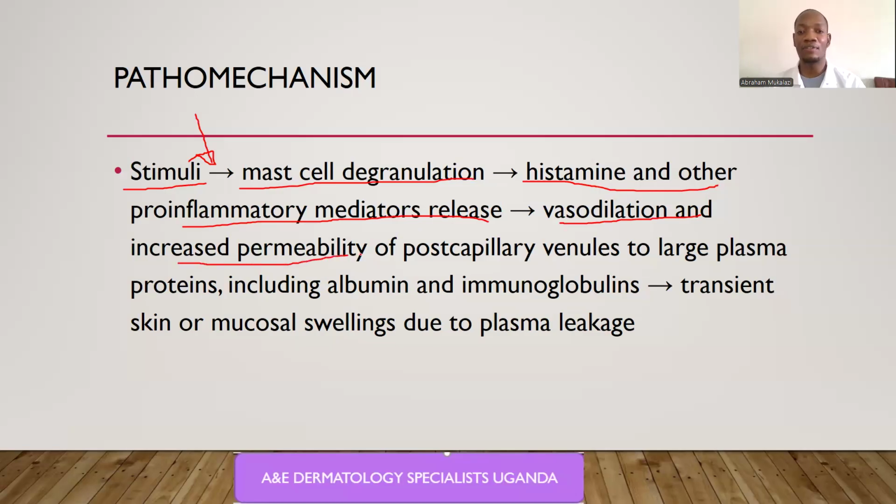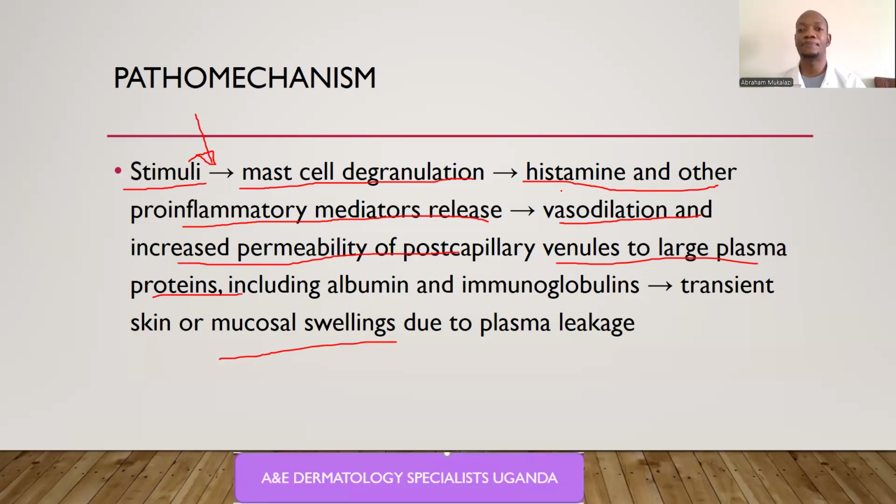And the end effect of this is that you have increased permeability, so that allows extravasation of proteins as well as plasma fluid. So this will leak into the surrounding intercellular spaces, and at the end of it all, you have this swelling that will give you those transient skin or mucosal swellings that we usually see in urticaria. So in summary, you have a stimulus causing mast cell degranulation.